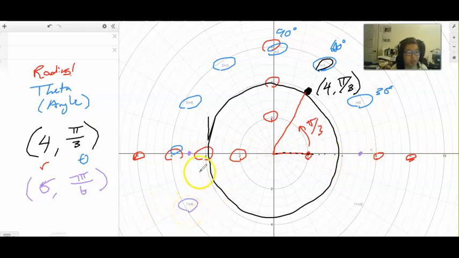Well, here's 7 pi over 6. I'm following this ring, that is the 5 ring. Here's my point. Easy, right? Okay, that's our polar system.